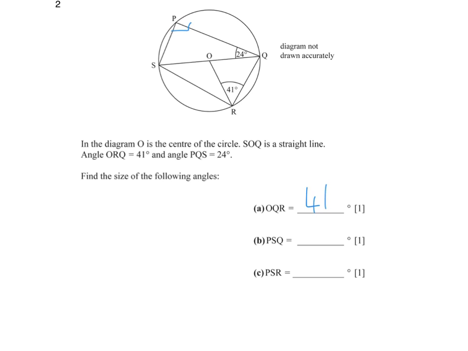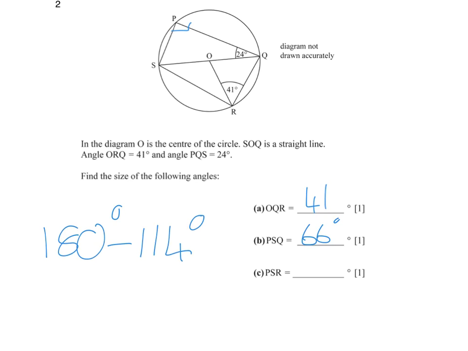If we know that P is 90 degrees, and we know that Q is 24 degrees, we can find the angle here at S by simply subtracting 114 degrees from 180 degrees. That gives us 66 degrees.